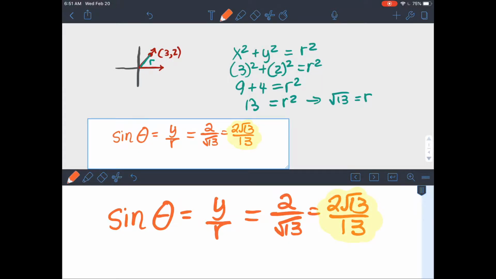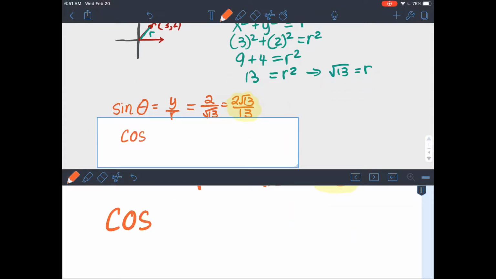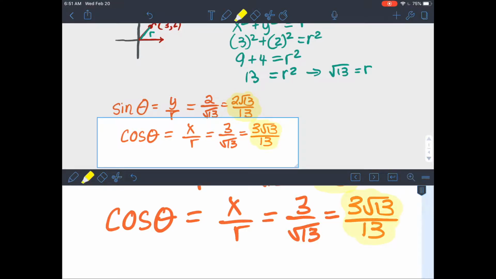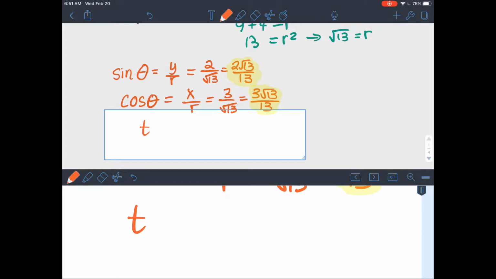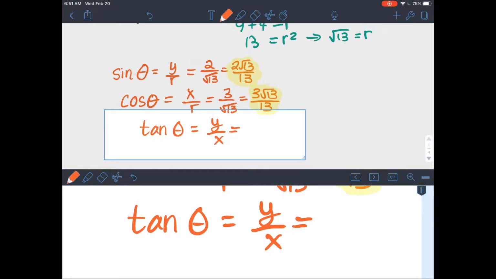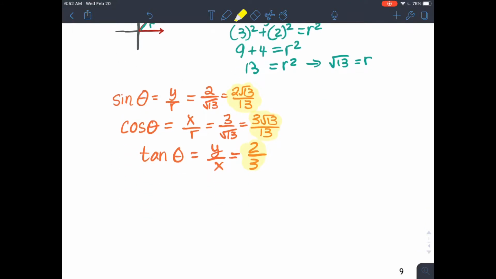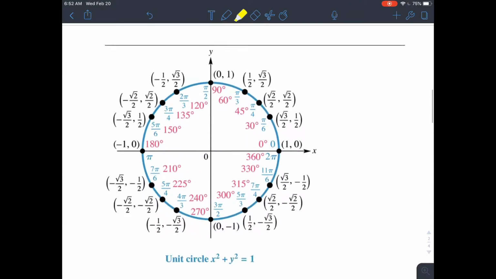Cosine is x over r instead. So cosine would be your x coordinate over square root 13. So 3 square root 13 over 13. And then tangent would be y over x, which you already had those two coordinates to start with. So you just end up with 2 over 3. All right, so those are the point definitions for your trig functions.